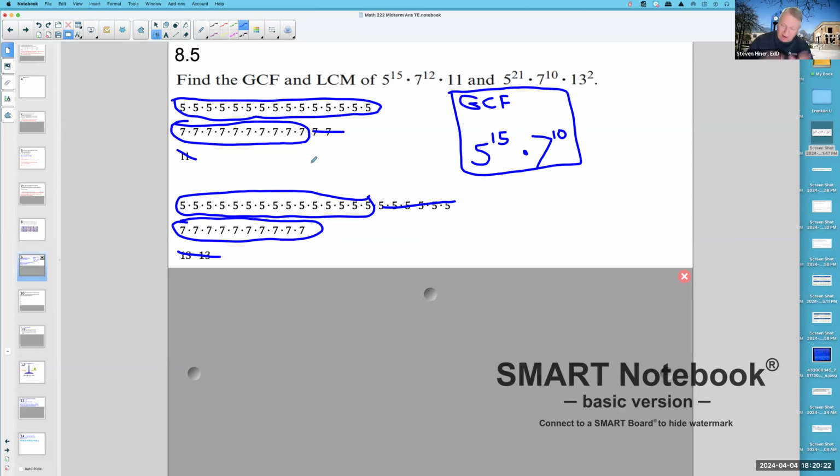So I factored it all out. I wrote them all out and crossed out the, paired them up by circling them, however you want to do that. But once you do that, you see the rule, I hope. 11s and 13s are not in common, so I throw those out. I have 15. I have to go with a smaller number of 5s, 5 to the 15th, and the smaller number of 7s, 7 to the 10th. And you don't have to multiply this out. Leave it like that.